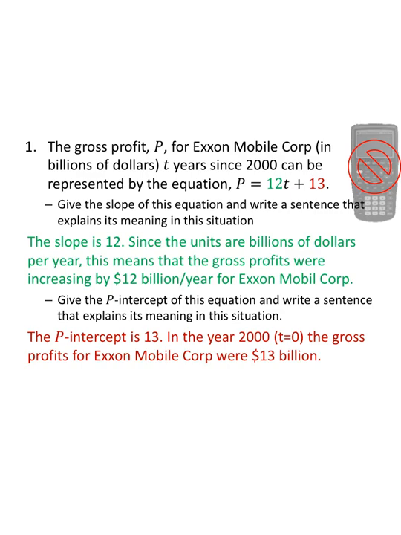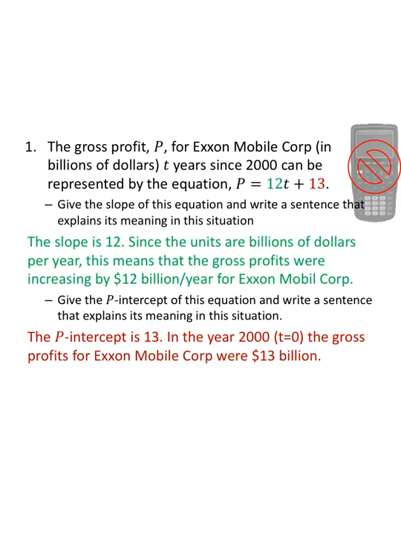In explaining its meaning in the situation, you want to use the units involved in the situation. The units are billions of dollars per year, right? The gross profit is billions of dollars, and T is the number of years. So what this 12 means is the gross profits were increasing, because it's positive, by $12 billion per year for ExxonMobil Corp. over this particular time period.